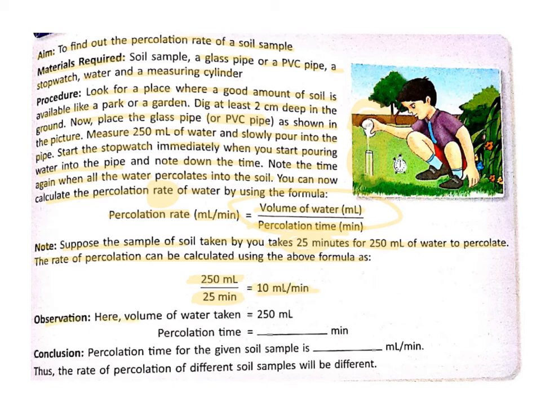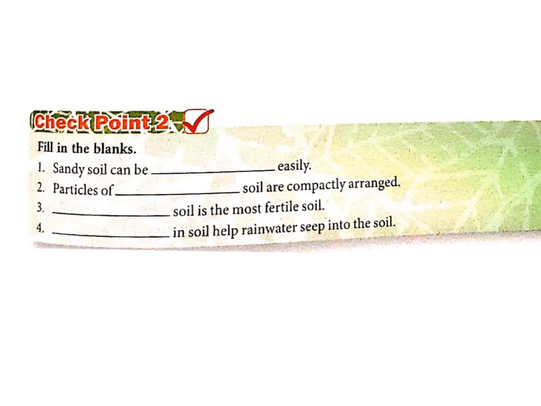Observation. Here, volume of water taken is 250 ml, percolation time. After performing this activity, we have to note down the time. Conclusion. Percolation rate for the given sample soil is this much. So, after calculating like this, in this example, it is 10. So, we will fill this blank with 10. Thus, the rate of percolation of different soil samples will be different. So, if we keep on trying this experiment with different soils, we can find out the percolation rate of different soils. Children, now let us do checkpoint 2.